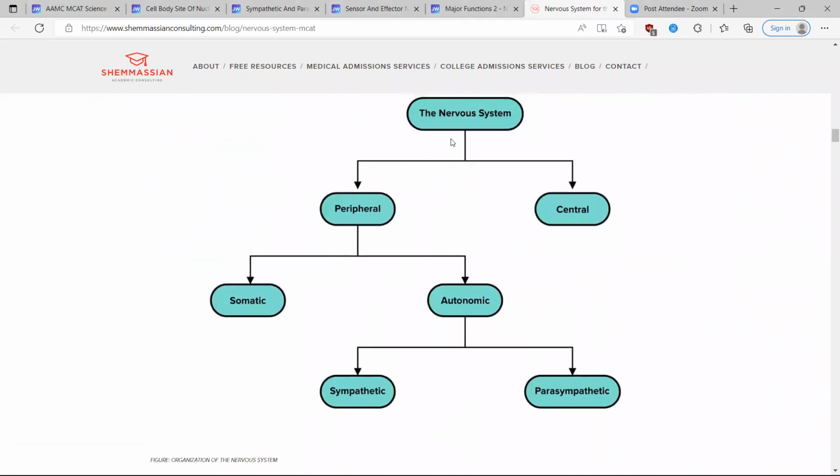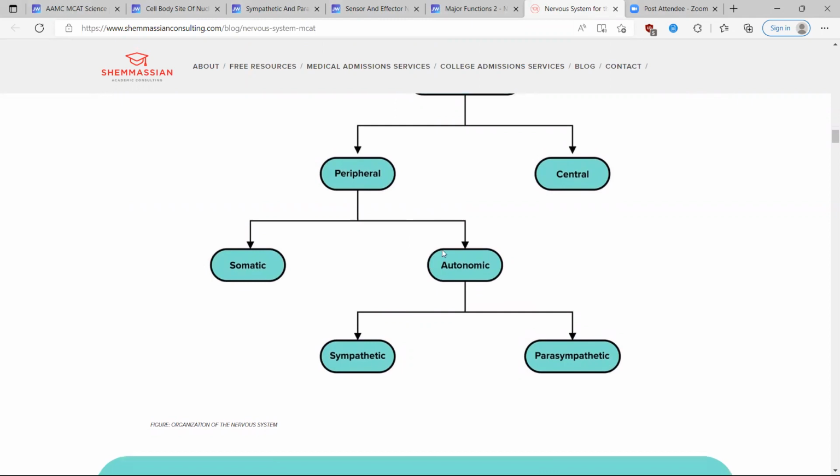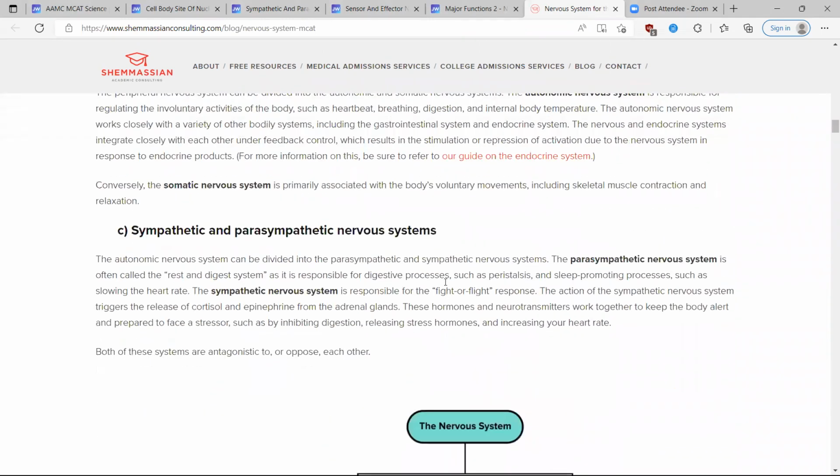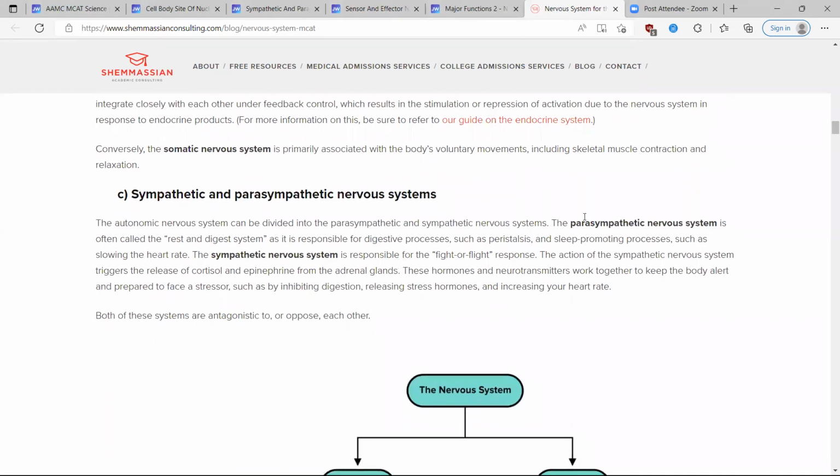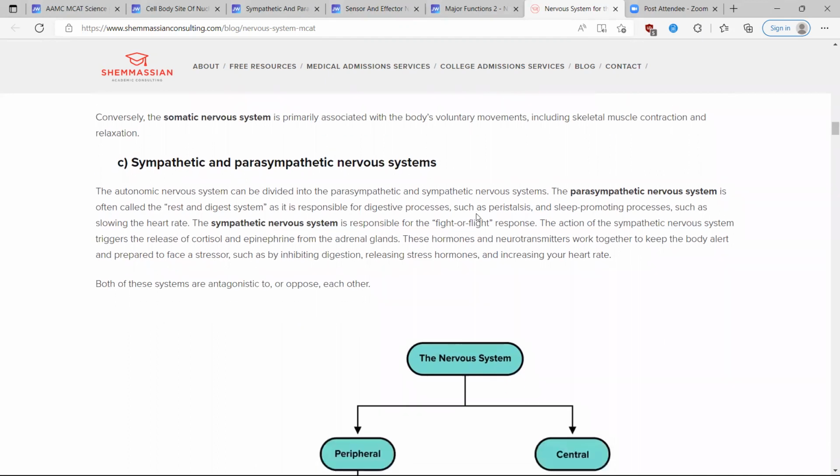So if we look, simply, we have the nervous system split into a central and peripheral, right? Then the peripheral can split into somatic and autonomic, somatic being voluntary, autonomic being involuntary. Now, autonomic also has two different functions. They have the sympathetic and parasympathetic nervous system. And this is essentially kind of linked into the endocrine system, right?